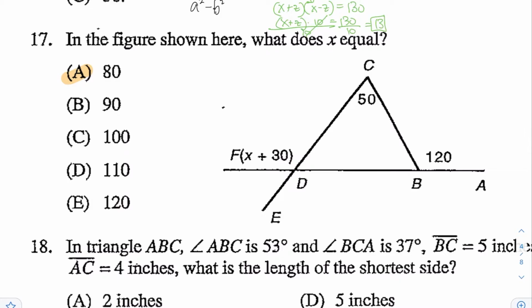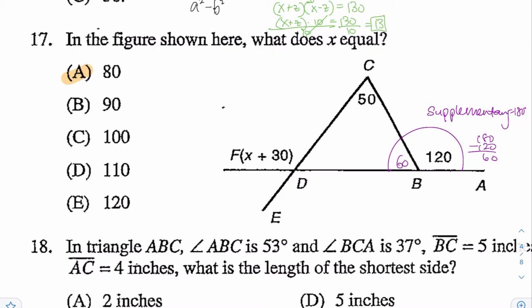Next, for number 17, in the figure shown here, what does x equal? So you have this triangle and a whole bunch of these different angles, and x is over here. So first up, you have this angle ABD, that's supplementary, because it's a straight line, and supplementary equals 180 degrees. So you do 180 minus 120, you get 60.